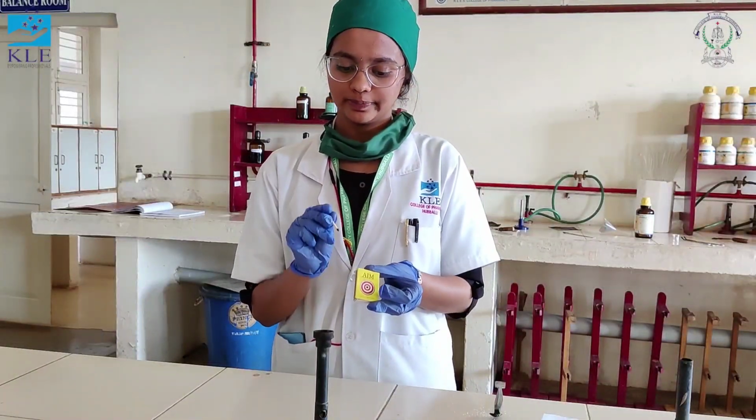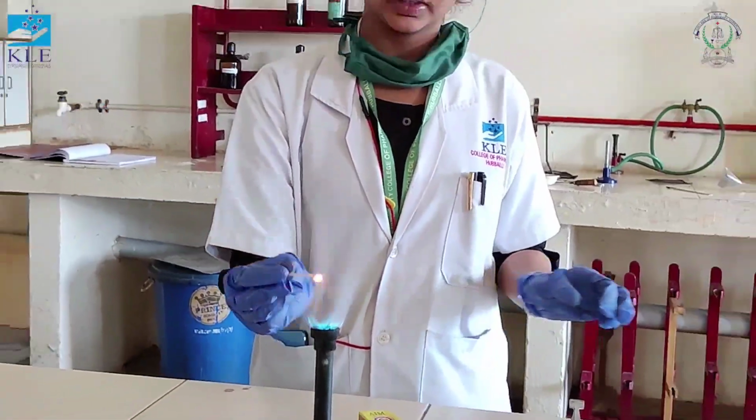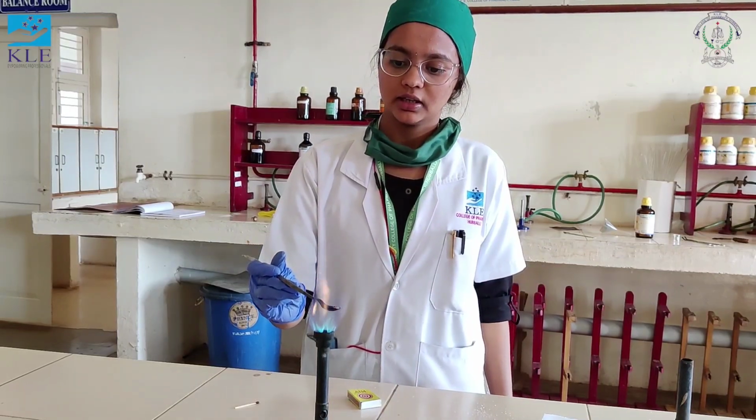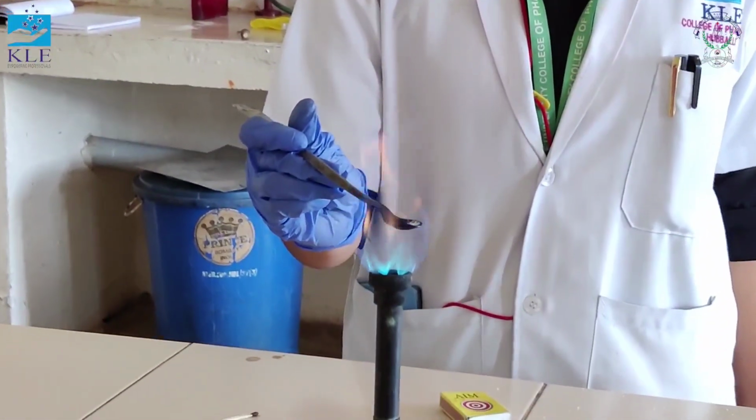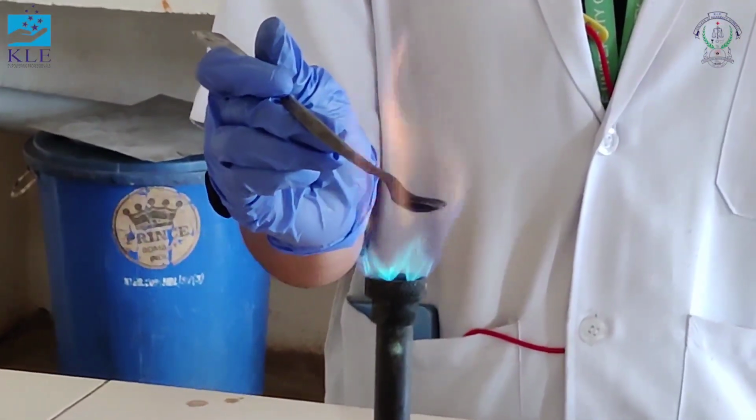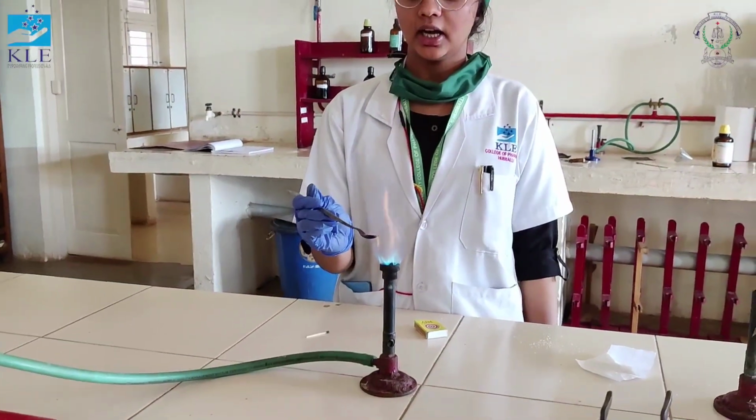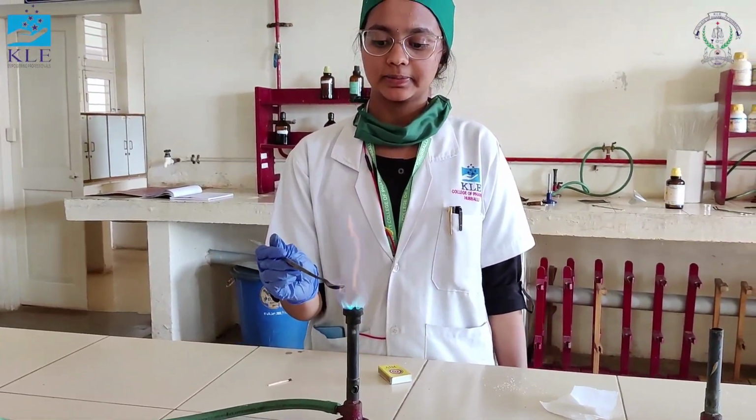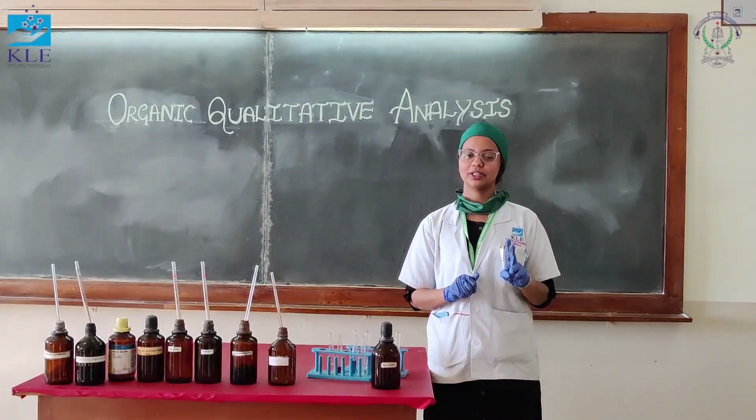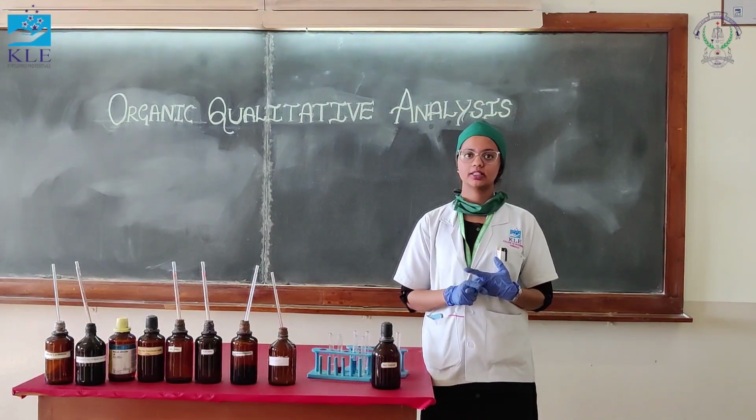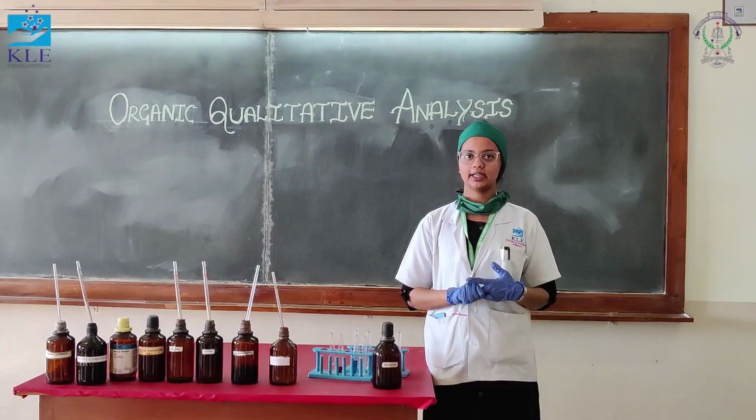Test for group 2. Take a small quantity of substance in a nickel spoon and burn it. It burns without soot and there is a white residue left, so we can say that the given compound is aliphatic and urea is present. There are two confirmation tests for urea. First one is the Biuret test and second one is the derivative preparation or urea nitrate test.